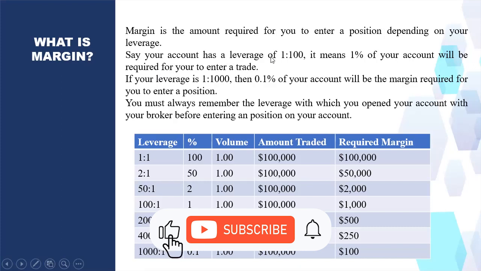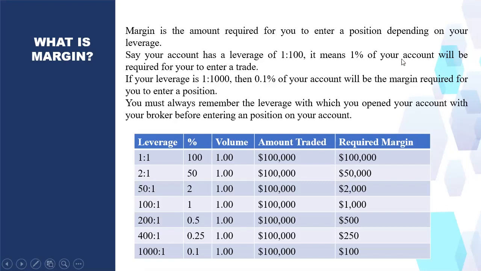If you have a leverage on your account and that leverage is 1:1, it means 100% of your account is what you will use to enter any particular trade that you want to enter. So if your leverage is 1:1000, then you are using 0.1% of your account. Do you understand? 0.1% of your account will be the margin required for you to enter a position. You must always remember the leverage with which you opened your account with your broker before entering any position on your account. So let me use this table to illustrate.